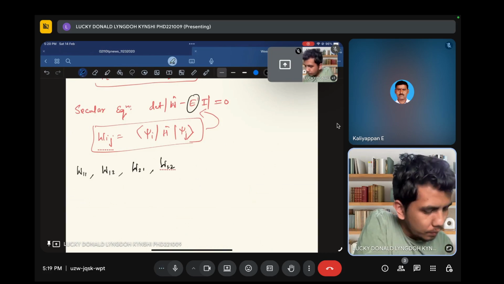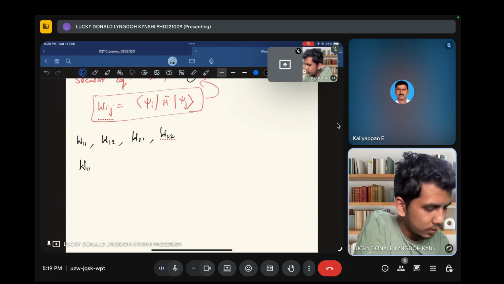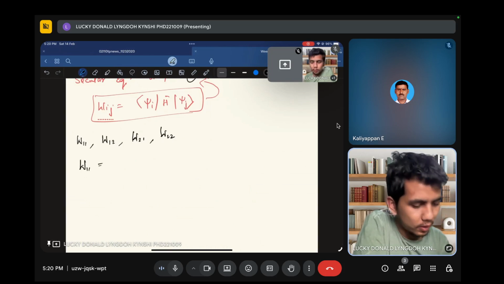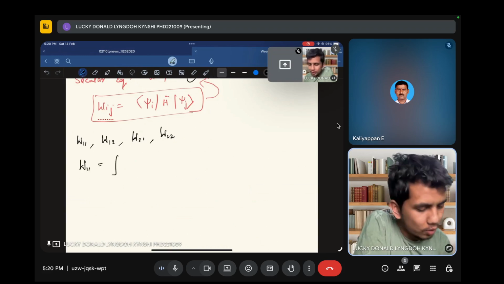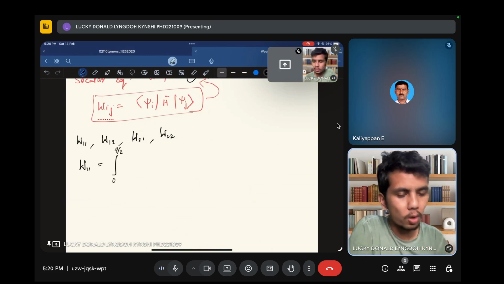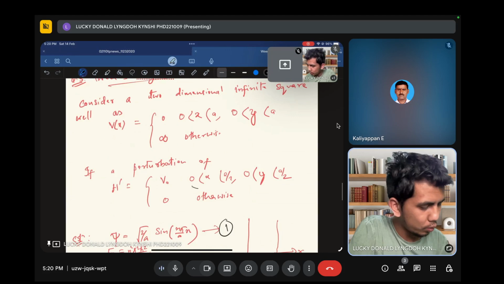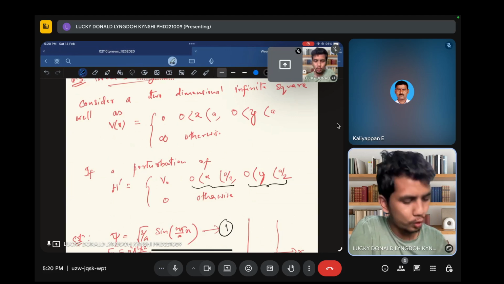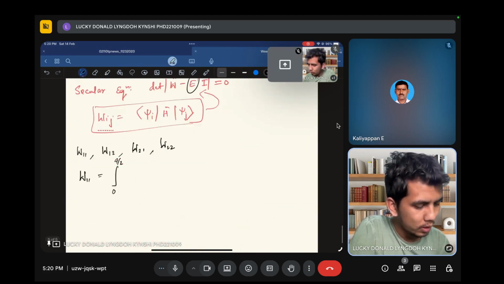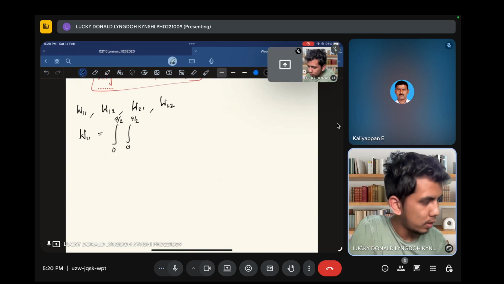Now we will first solve W11. W11 means you have to solve only the perturbation. The integration will go from 0 to a by 2, not 0 to a, because 0 to a is the whole potential well, but here the perturbation is only 0 to a by 2 as given in the problem. So when you solve, you take 0 to a by 2 for both x and y.